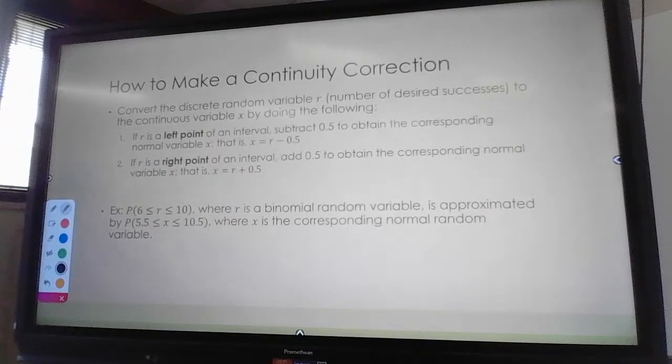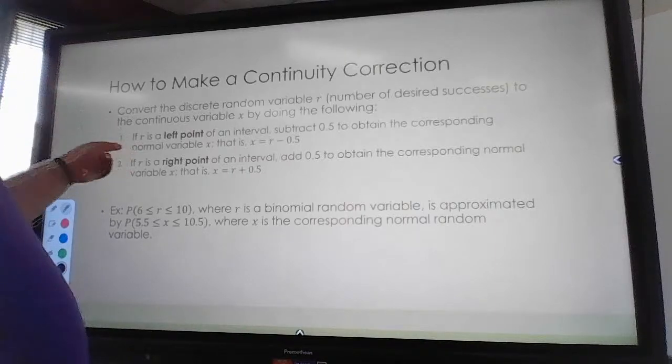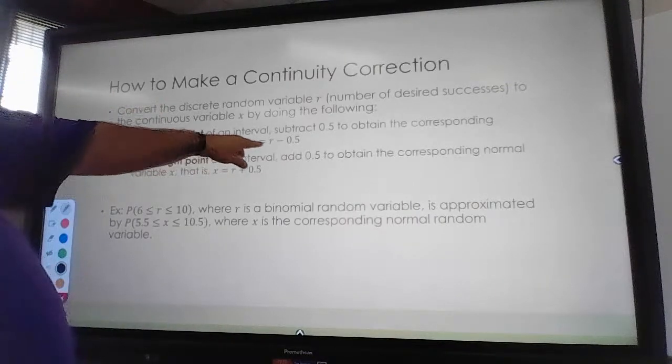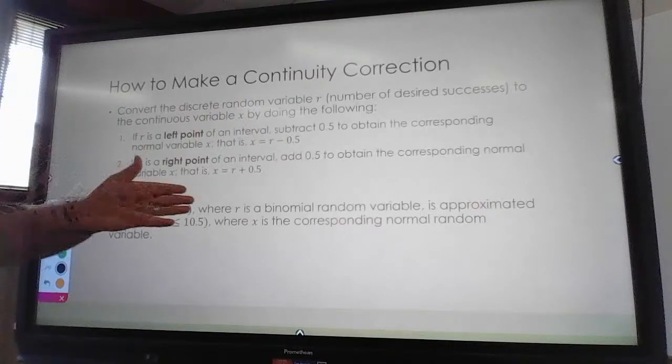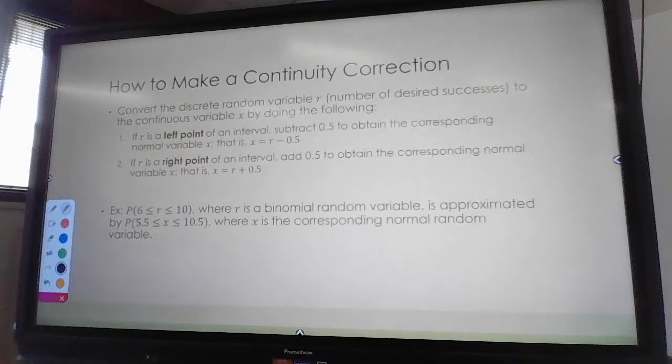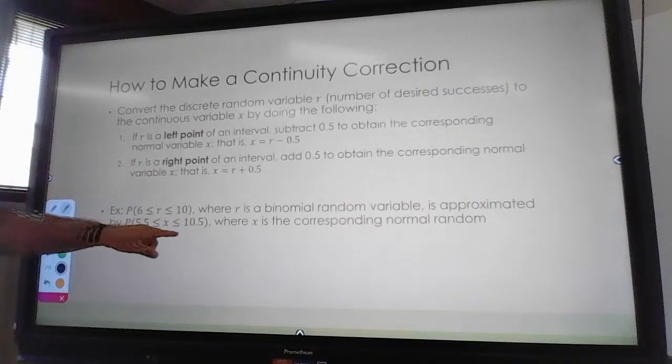Convert the discrete random variable r to the continuous variable x by doing the following. If r is a left point, you subtract 0.5 from it. If r is a right point of that interval, you add 0.5. So if you're looking for a probability between two values of r, then when we approximate using a normal random distribution, we subtract 0.5 here and we add 0.5 here. And this is our corresponding normal random variable.